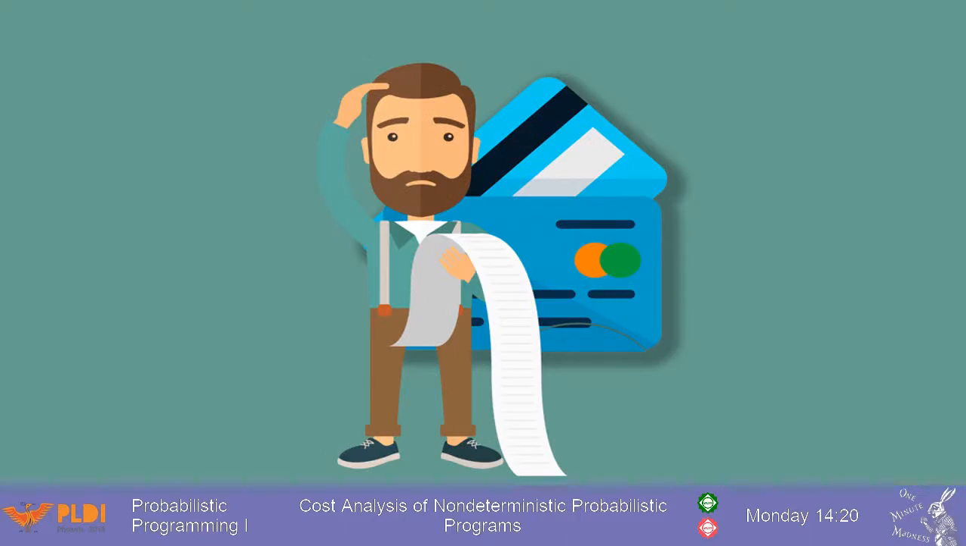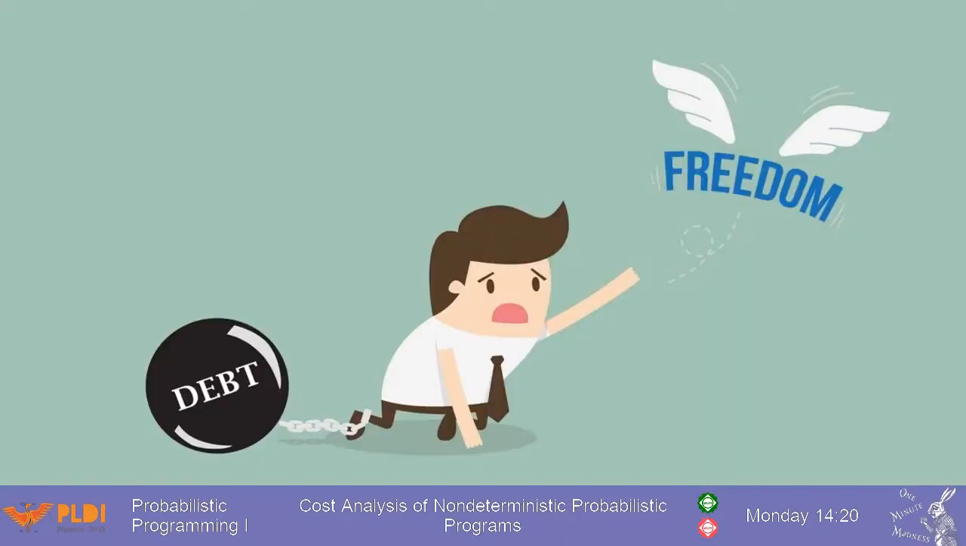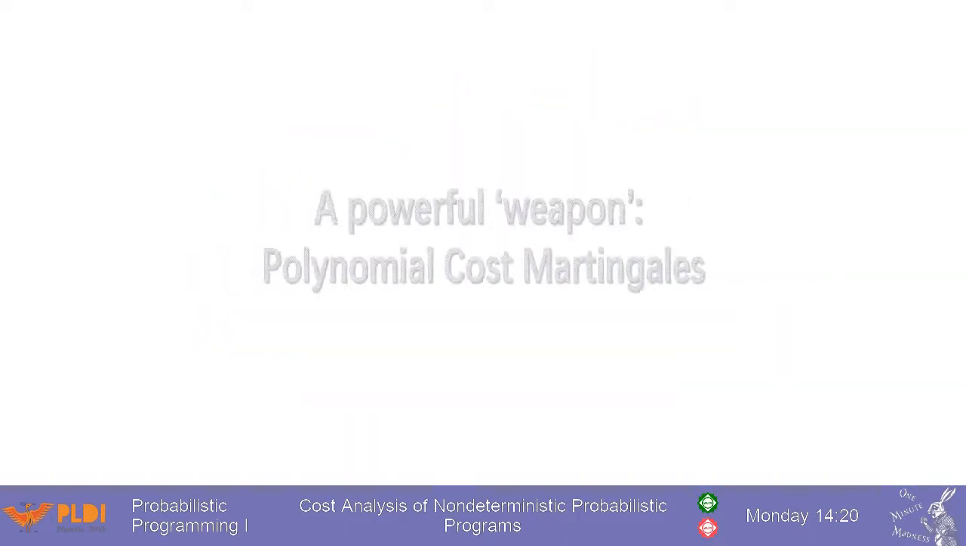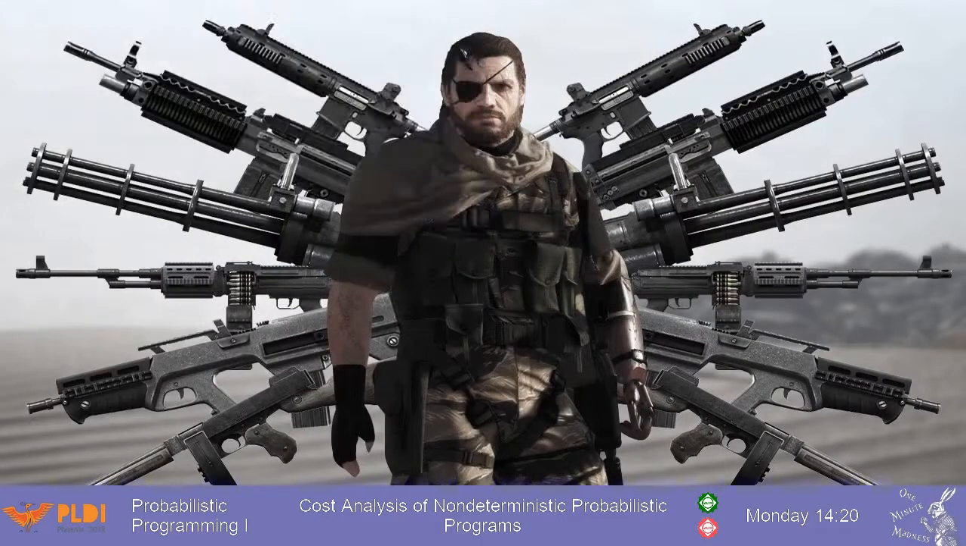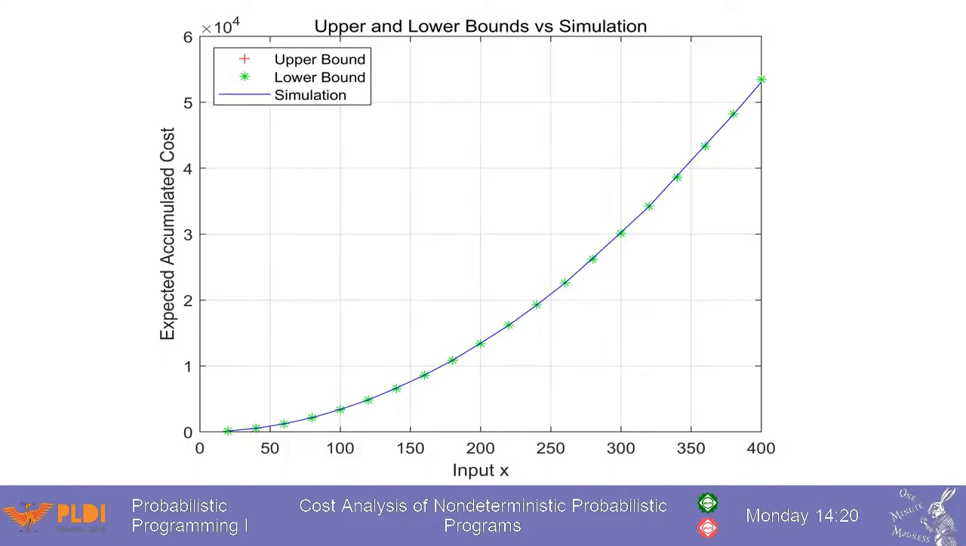Will it incur huge costs, generate huge debts, and finally deprive us of the freedom? Don't worry, we have a powerful weapon, polynomial cost martingales, which can help derive the upper and lower bounds for the expected accumulated cost of the probabilistic program. In this figure, we can see the curves of upper and lower bounds are very tight. And this is the two symbolic bounds.